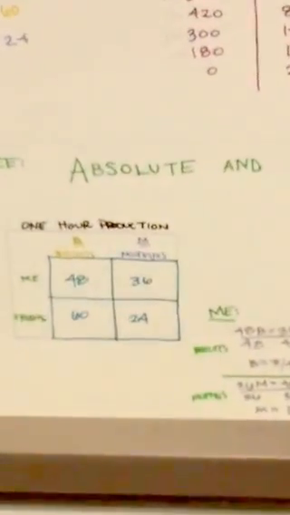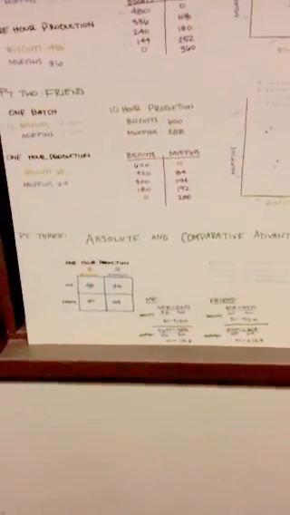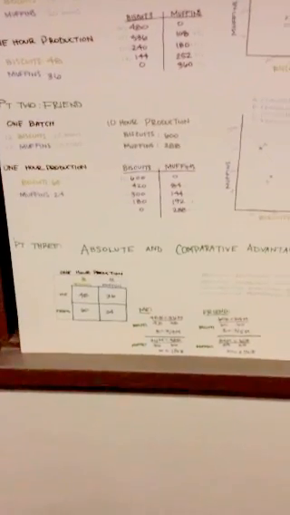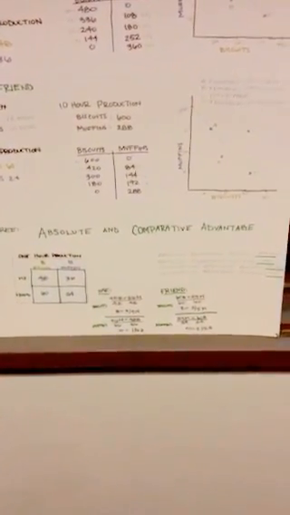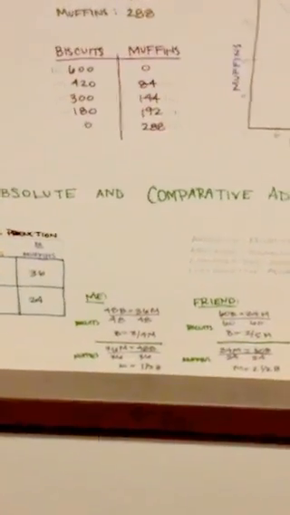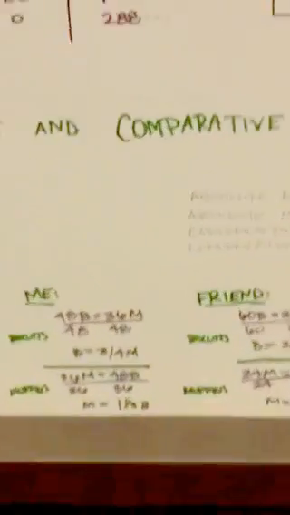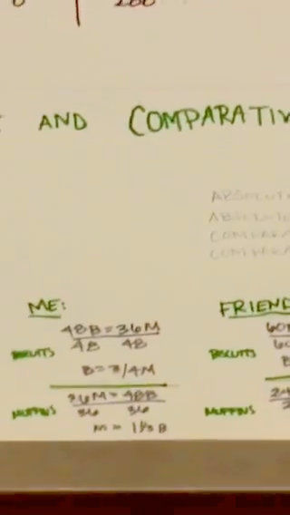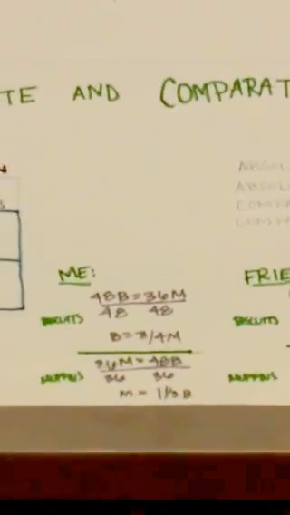When it comes to the muffins, you can see that I can do more muffins than she does in 1 hour, making me have the absolute advantage on muffins. When it comes to the comparative advantage, we have to do a little bit of math to see who has the lower opportunity cost. When we go ahead and do the biscuit part, I go ahead and do my side.